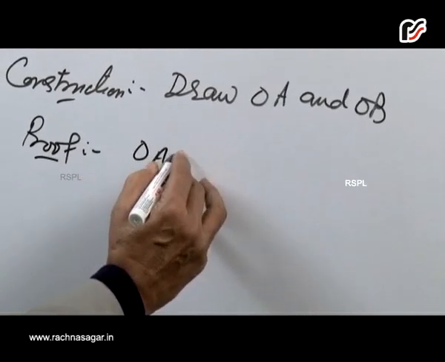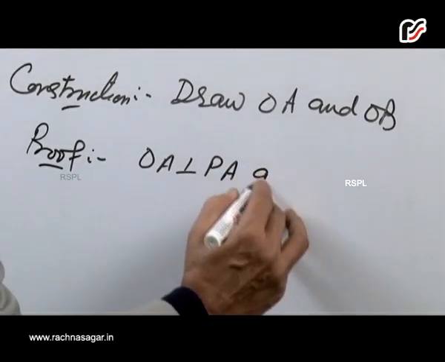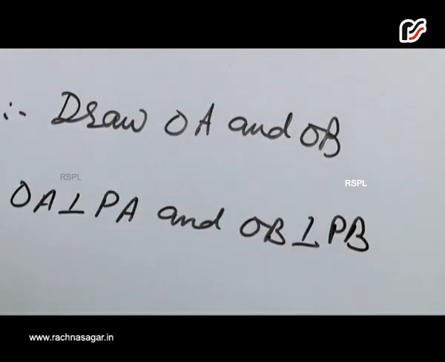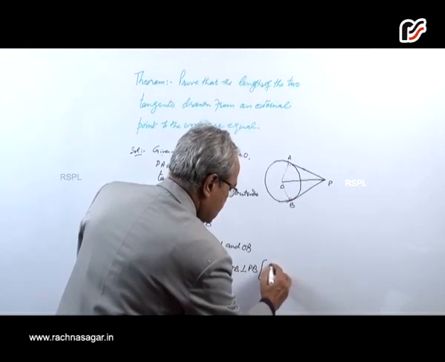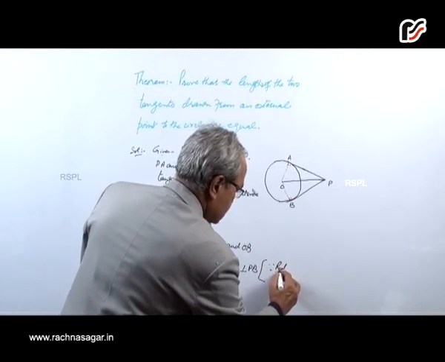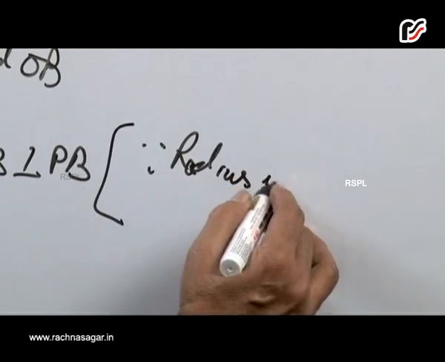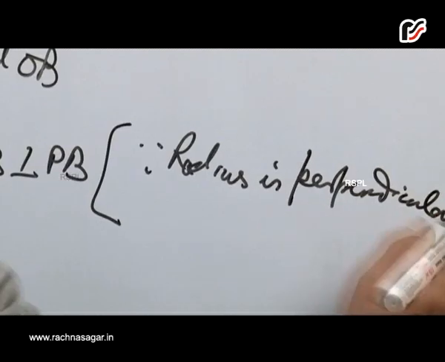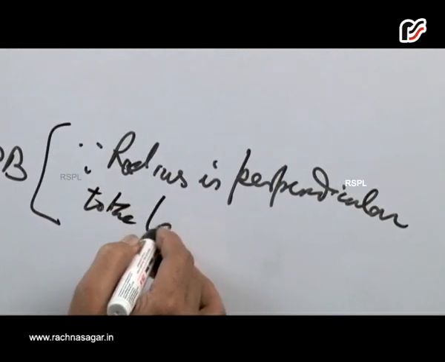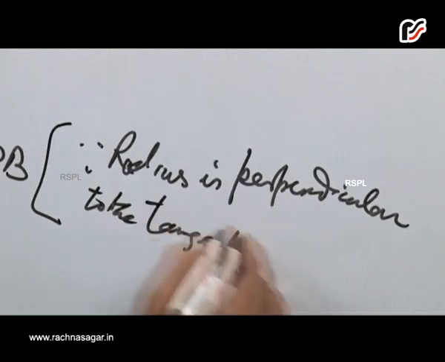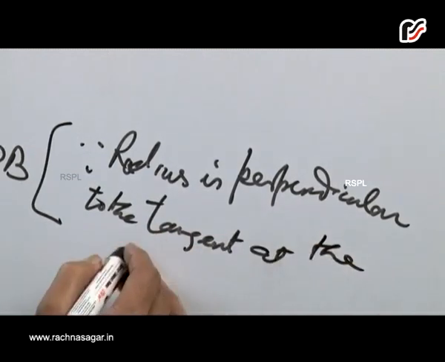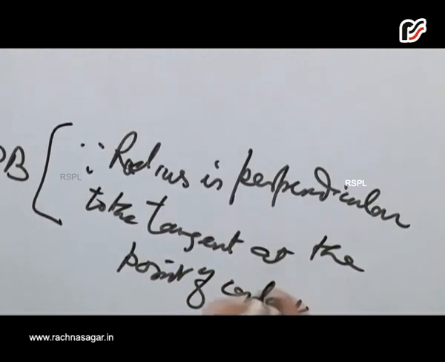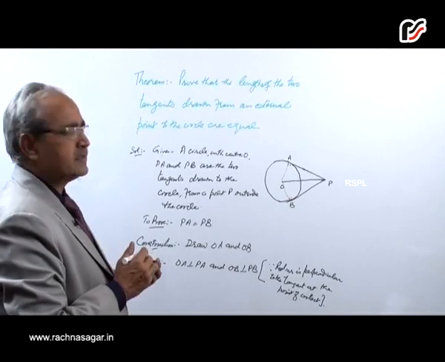OA is perpendicular to PA and OB is perpendicular to PB, because the radius is perpendicular to the tangent at the point of contact.